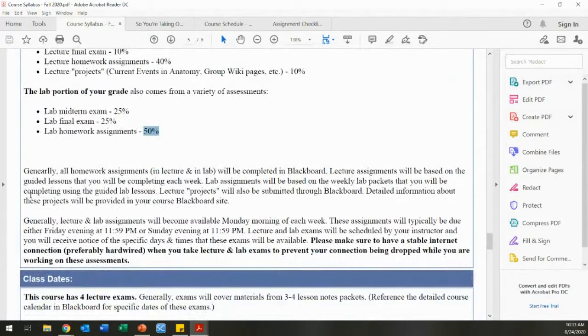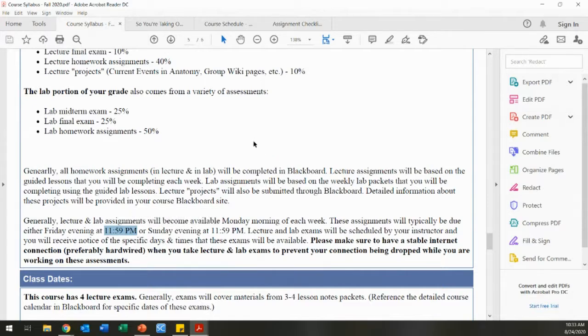In general, assignments are always going to be due either on Friday evenings or on Sunday evenings. So the reasoning for that is to not let you wait until Sunday to do all your work for the week. So when we have a due date, it's always going to be right before midnight, 11:59 p.m.